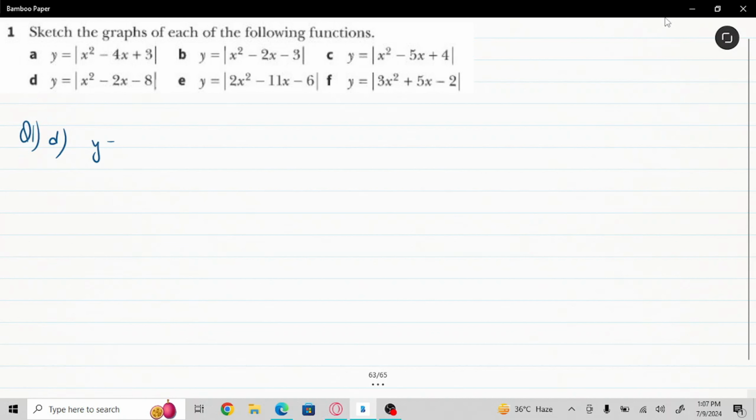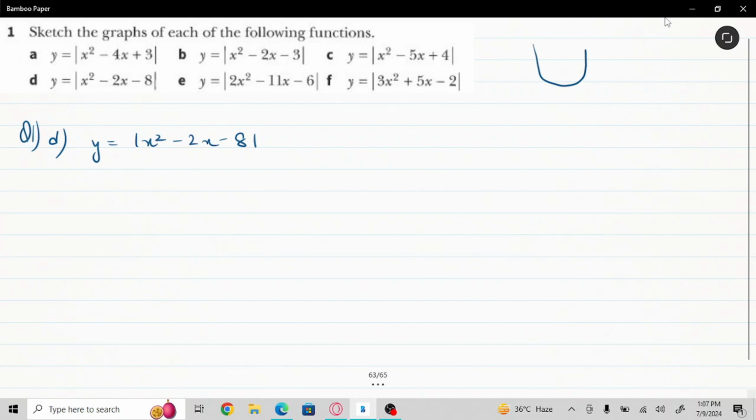So we have y is equal to x squared minus 2x minus 8. Of course, this is a modulus graph, and again, I'm going to repeat because it's really important: you have to visualize what your graph is going to look like. First of all, we know this is a quadratic equation. It's going to give us a parabola.